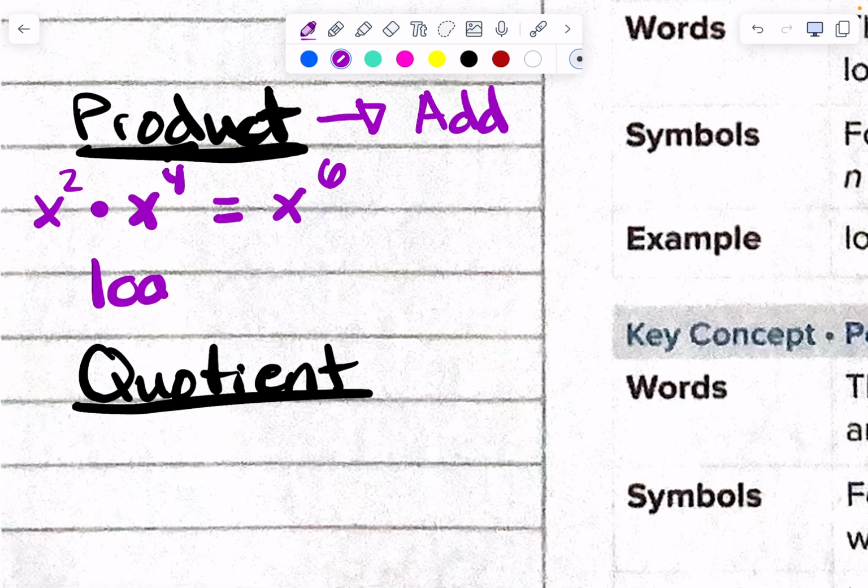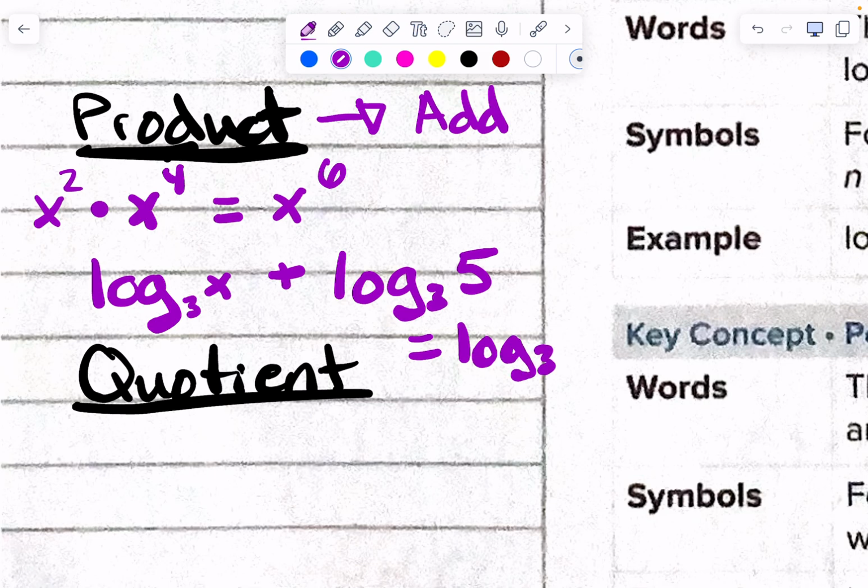Let's say I have log base 3 of x plus log base 3 of 5, and I am trying to condense those. Okay, they are both the same base, log base 3. If they were not the same base, I could not do this. I am going to have log base 3 as my final answer, but what goes inside? Plus means multiply, and multiply means add, right? If I'm multiplying these together, I add the exponents. If I'm adding logs together, I multiply the inside stuff.